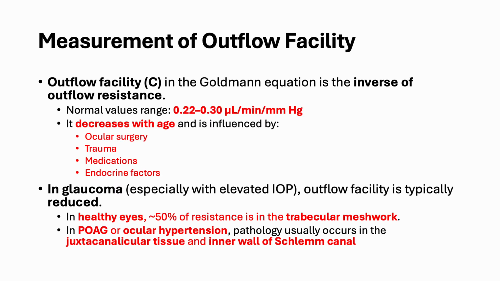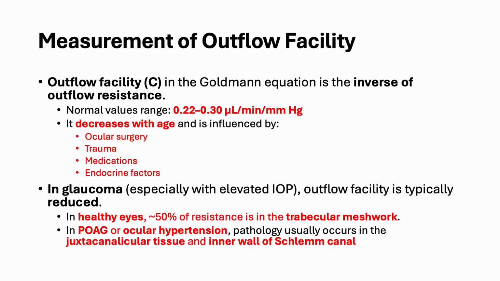Outflow facility, or C, in the Goldmann equation is the inverse of outflow resistance. R equals 1 over C. Normal outflow facility ranges between 0.22 and 0.30 microliters per minute per millimeter Hg. It decreases with age and can be impaired by ocular surgery, trauma, medications, or endocrine conditions. In glaucoma, especially with elevated intraocular pressure, outflow facility is typically reduced, even though aqueous production may be normal.